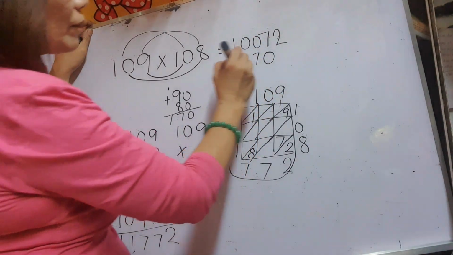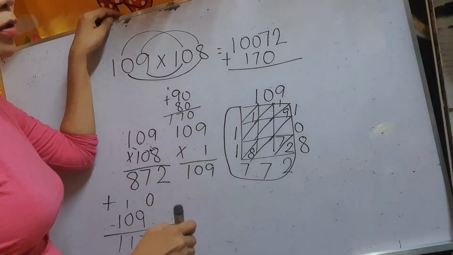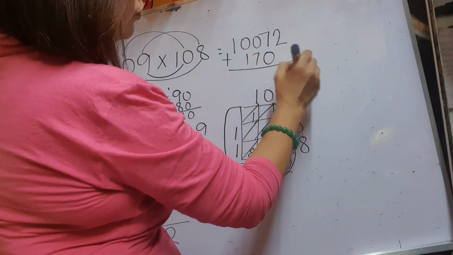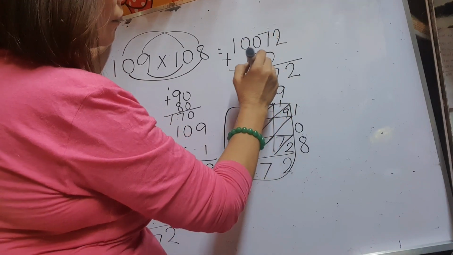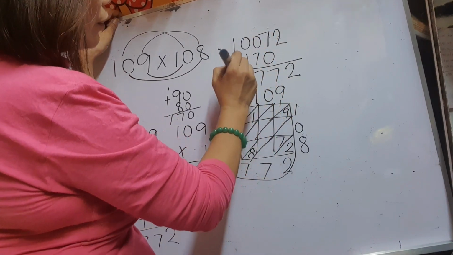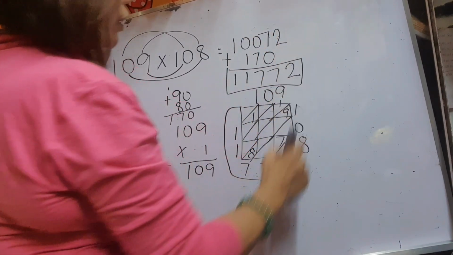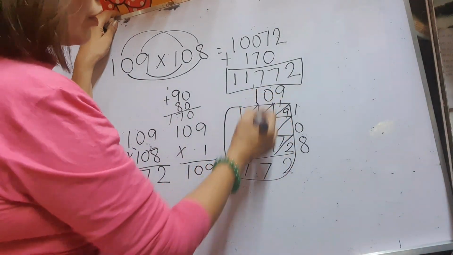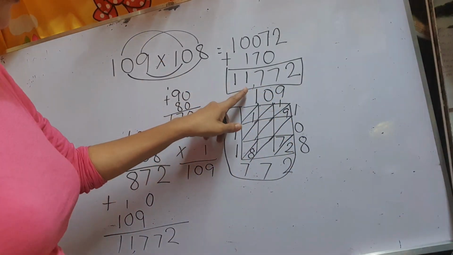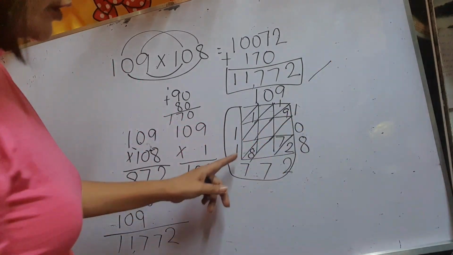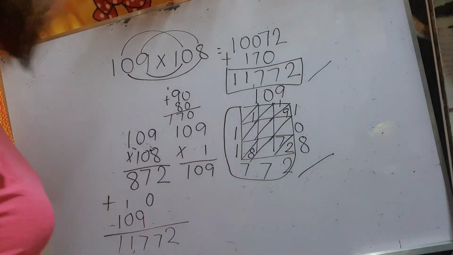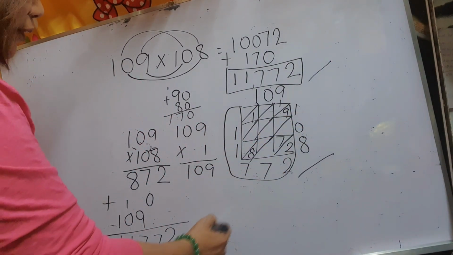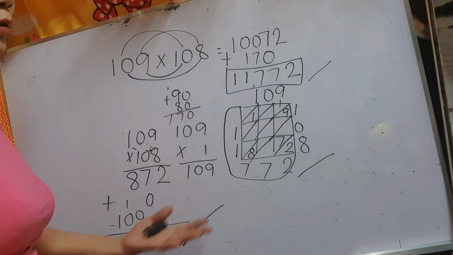70, okay? Now we just have to simply add. 2, 7, 7, 1, 1. So this is your final answer, your product. 11,772, okay? Now here, 11,772. Now here, 11,772. Okay, so nakita niyo. You are able to see it.